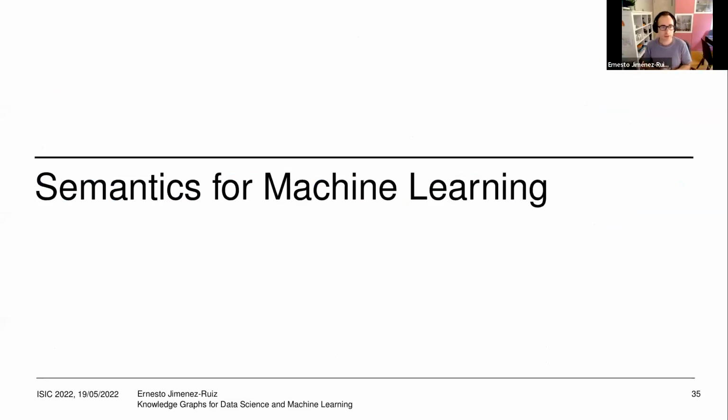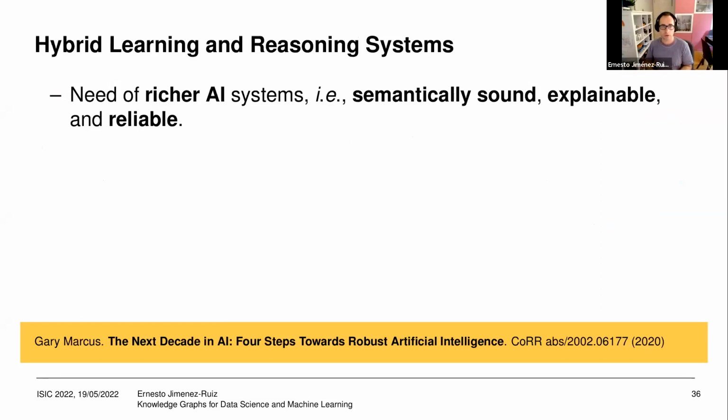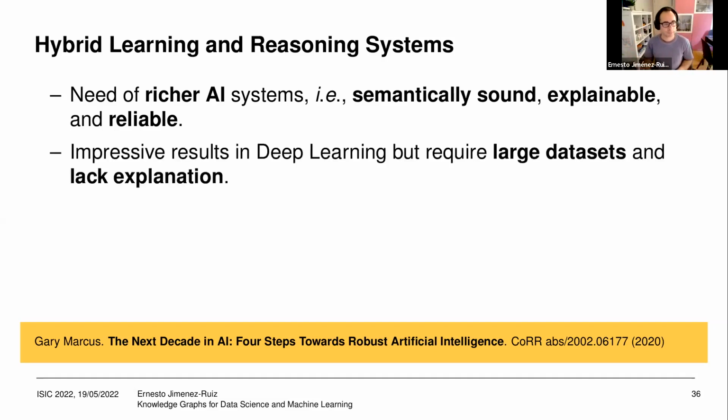So then for semantics for machine learning, it's also a relatively hot topic nowadays, both in the semantic web community and the machine learning communities. Because we feel, or at least I feel, that we need more powerful AI systems, no? And that they are semantically sound, you can provide explanations, and they are reliable. In the end, you should be able to know why a machine learning system, or AI system, is giving you this prediction, no?